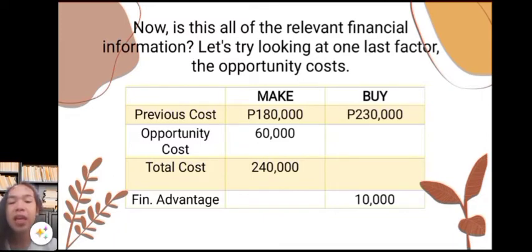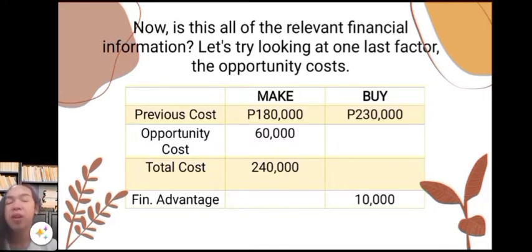So in here, we're gonna be having a different approach. So sa make kanina, we have a financial advantage of 50,000. But since we're gonna be incurring an opportunity cost of 60, i-add natin yon 180 plus 60 for a total of 240. So now, our final decision would vary. Kanina gagawin natin.